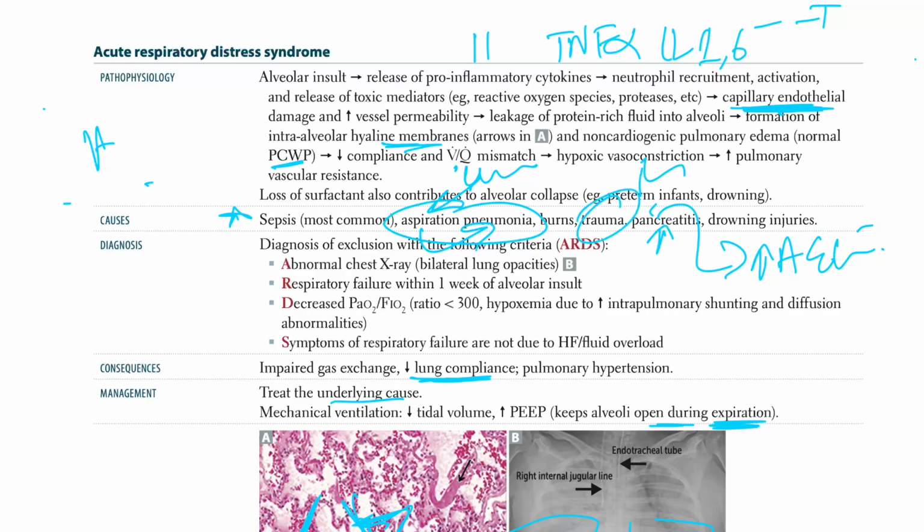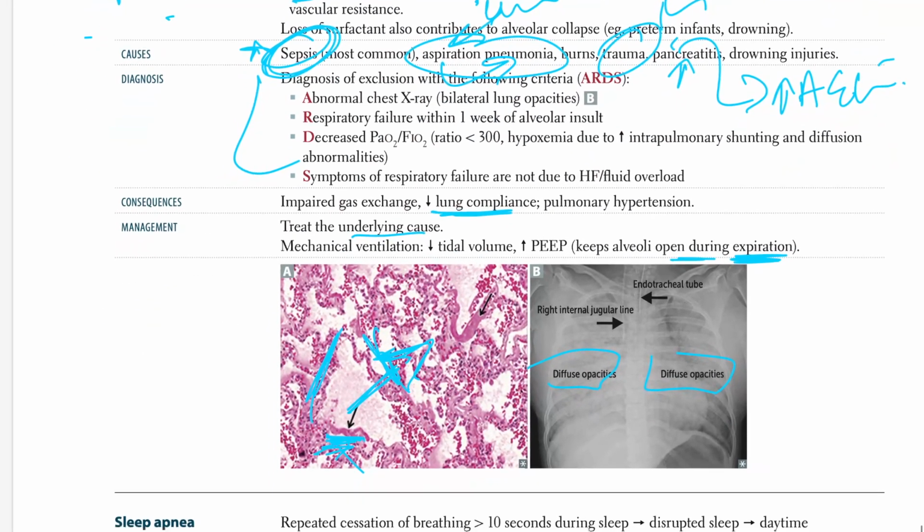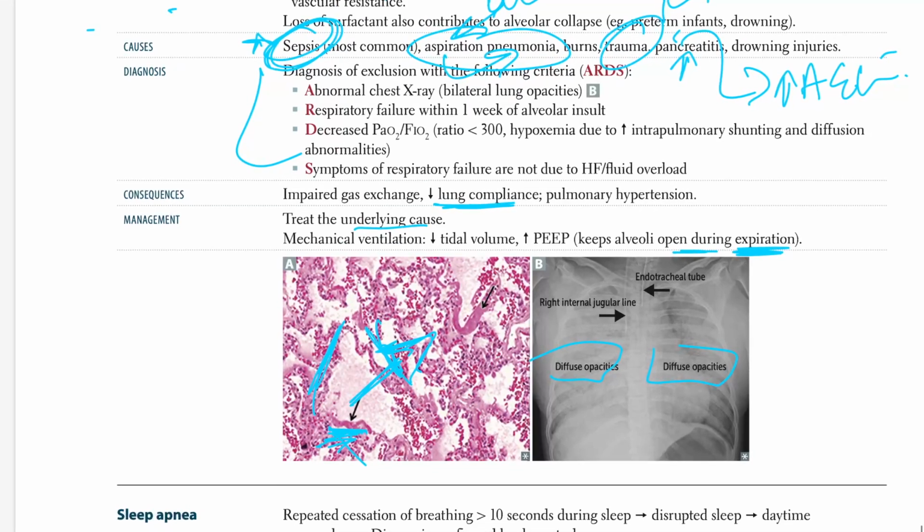Trauma can also be one of the causes of ARDS. Sepsis is the most high yield cause, and this is ARDS as a diagnostic criteria. On top of it, we have management, right?